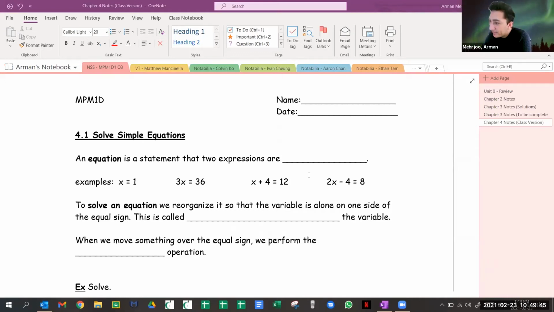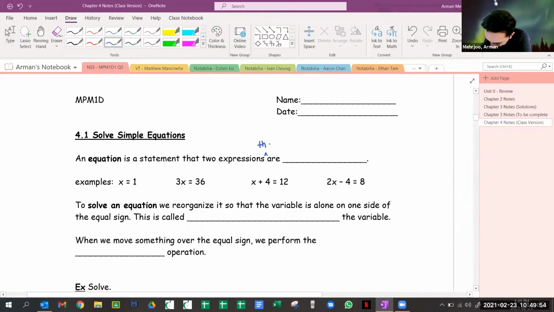Okay, solving simple equations. This is 4.1. So an equation is a statement that has two expressions that are equal. So they give you some examples. Here's this first expression, and this is your second expression, and they're equal. So it's basically having two things, one thing on the left side of the equal sign, another polynomial or something on the right hand of the equal sign.